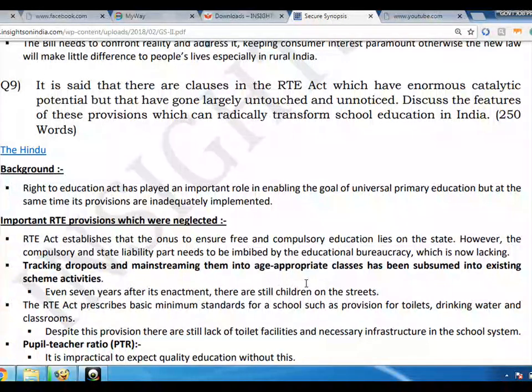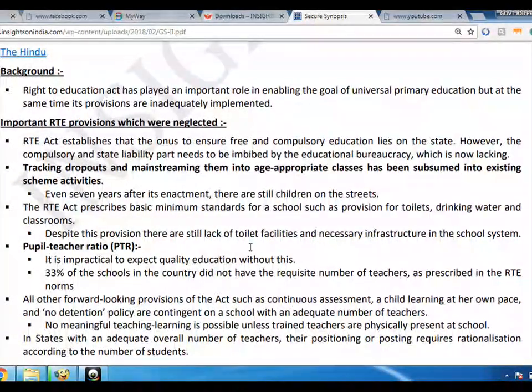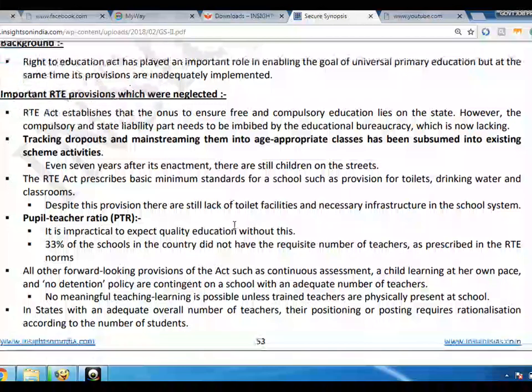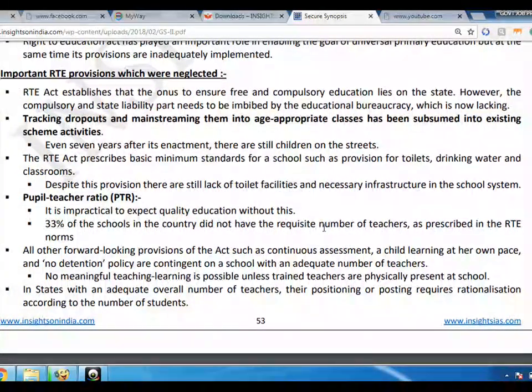Tracking dropouts and mainstreaming them into age-appropriate classes has been subsumed into existing scheme activities. Even 7 years after its enactment, there are still children on the streets. The RTE Act prescribes basic minimum standards for a school, such as provision for toilets, drinking water, and classrooms. Despite this provision, there is still a lack of toilet facilities and necessary infrastructure in the school system.